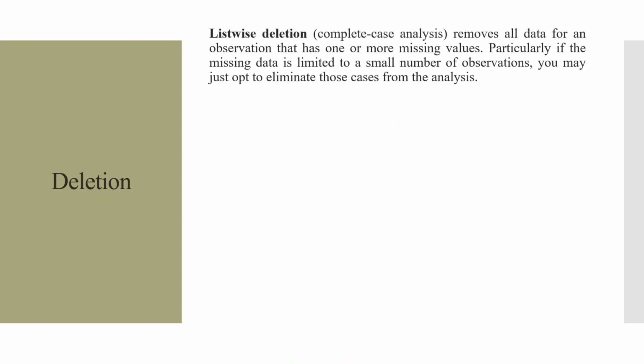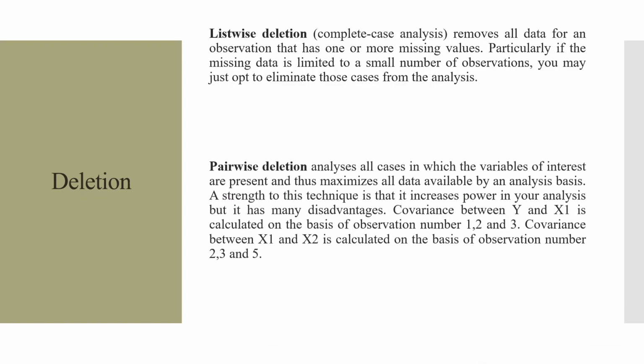Deletion, list-wise deletion. It removes all the data for an observation that has one or more missing values. Particularly, if the missing data is limited to a small number of observations, you may just opt to eliminate those cases from the analysis. Make sure that you don't delete many observations.